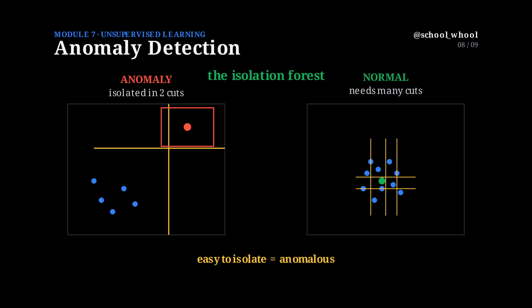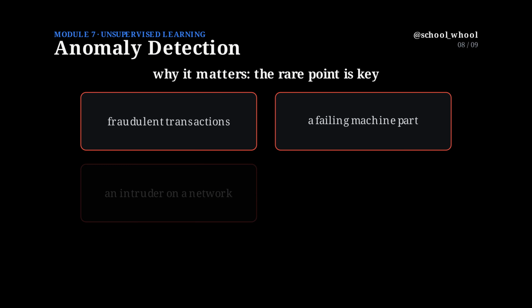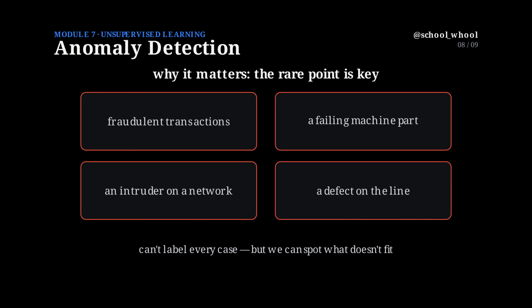Why does this matter so much? Because the rare weird point is often the important one. Fraudulent credit card charges, a failing machine part, an intruder on a network, a faulty product on the line. In all of these, we can't label every case in advance, but we can spot what doesn't fit.